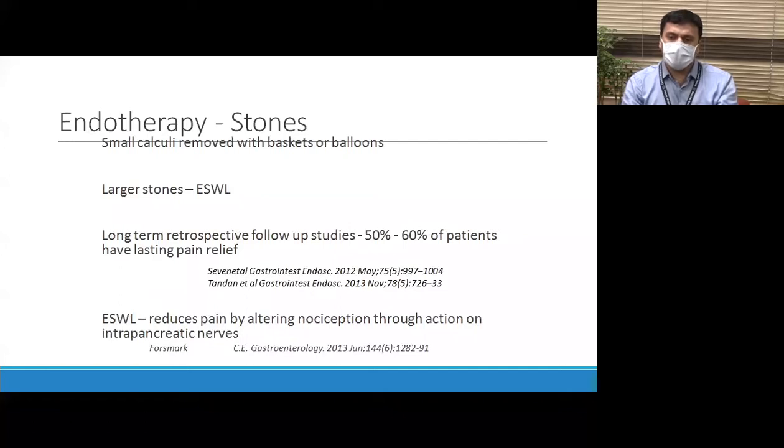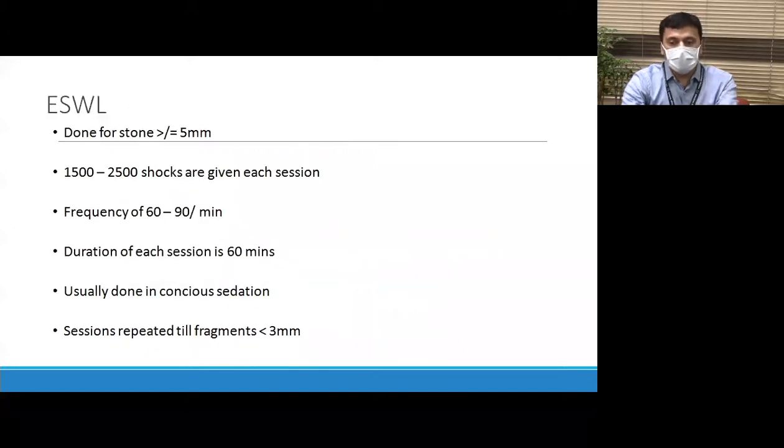So if there is a small duct calculus and persistent pain despite all the medical therapy, it can be removed with baskets or balloon. Large stones need shockwave lithotripsy. Long-term retrospective studies have shown that up to 60% of the patients have lasting pain relief. Also, in addition to breaking the stone, ESWL reduces pain by altering nociception through action on the intrapancreatic nerves as well. ESWL is done for patients with a stone of more than 5 mm in size.